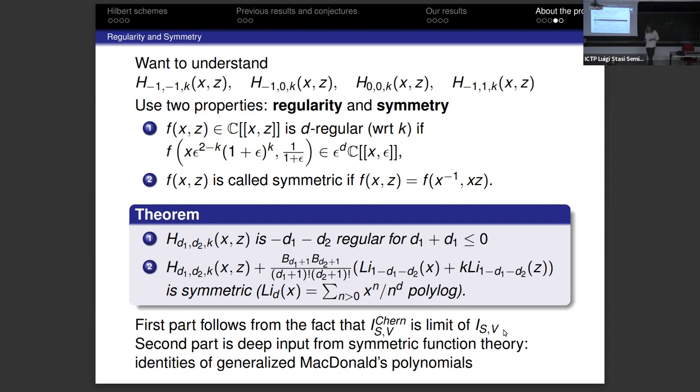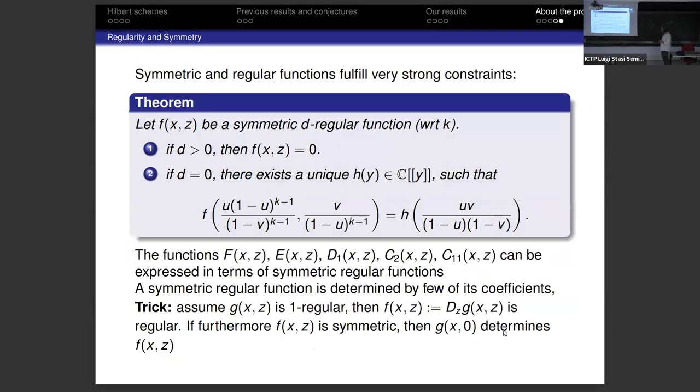Okay, and so with this, one is basically done because we know these things are essentially symmetric and regular, but basically there are no symmetric and regular functions. So they are extremely restricted. And so the first thing is, if we have a function which is symmetric and d-regular, if d is bigger than zero, then the function must be zero. So there are no such functions. So the only cases are when they are zero regular. These are supposed to depend on two variables, but then they can only depend on one variable. And it's precisely the change of variable we had before. So if we change x by this expression and z by this expression, then they only depend on this expression. There's a unique h such that we must be able to write it like that.